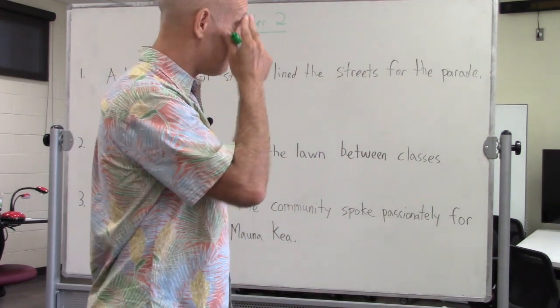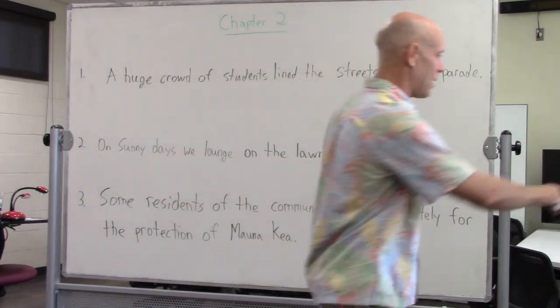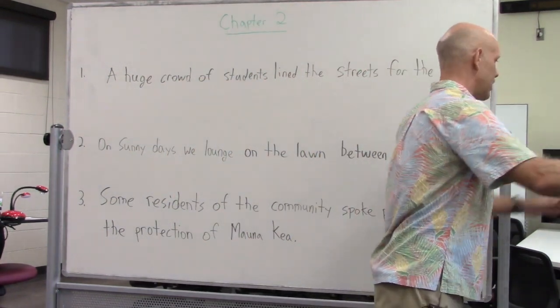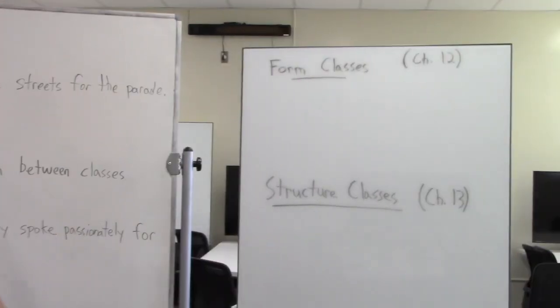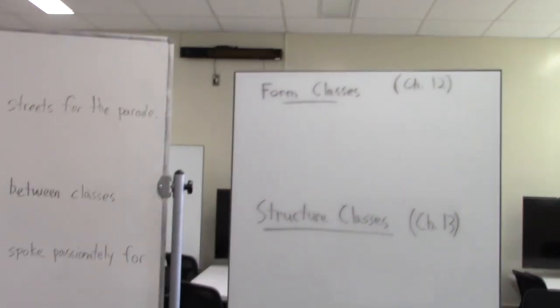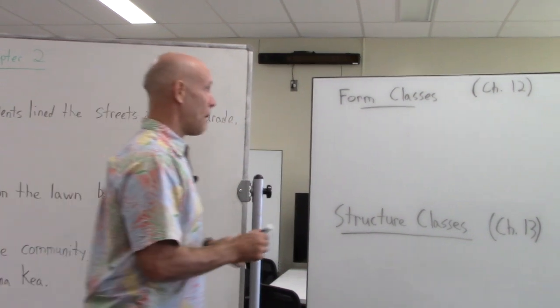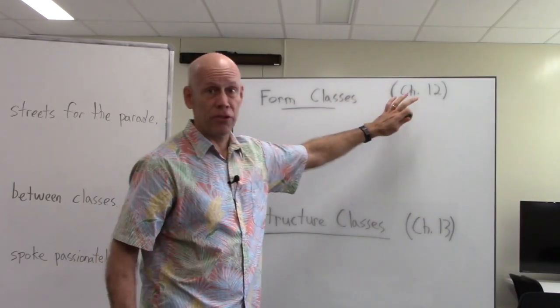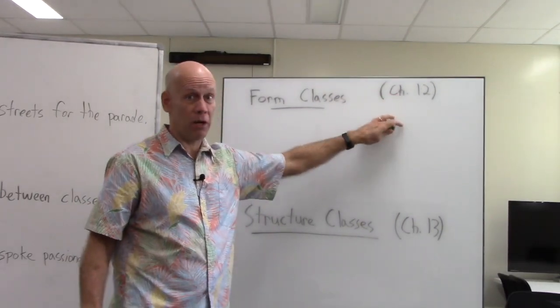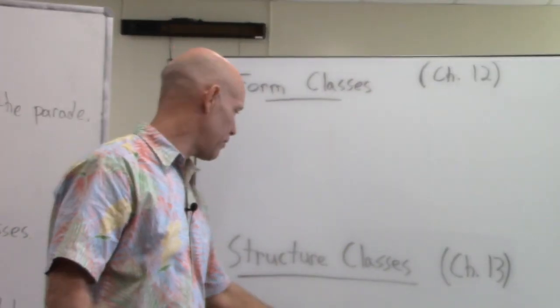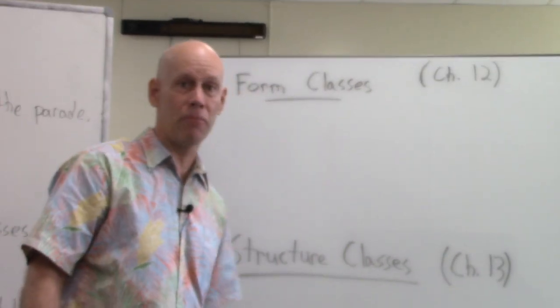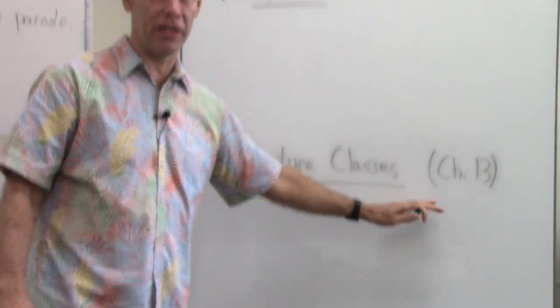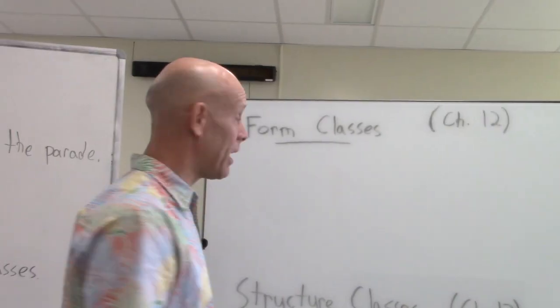All right, now two terms are mentioned in Chapter 2, the form classes and the structure classes. These refer to every single little word that you see happening in the sentence. For more detail on the form classes, you want to look at Chapter 12. That looks at those in depth. And the structure classes are looked at in depth in Chapter 13. But for now, you want to just think about it this way.